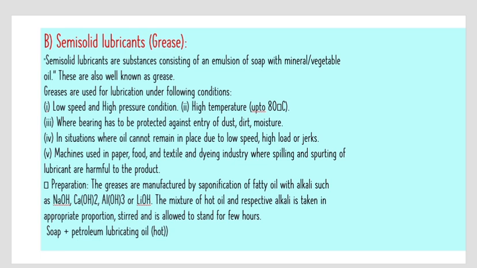Grease is used for lubrication under the following conditions. First, low speed at high pressure. Second, high temperature up to 80 degrees Celsius. Third, where the bearing has to be protected against entry of dust, dirt and moisture. Fourth, in situations where oil cannot remain in place due to low speed, high load or jerks. And last, machines used in the paper, food, textile and dyeing industries, where spilling and spurting of lubricants are harmful to the product. It is used in big industries such as paper and textile.